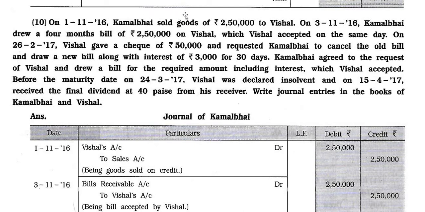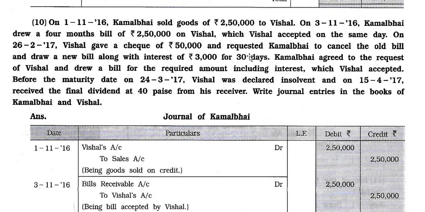Here Kamalbai is the creditor because Kamalbai sold the goods of rupees 2,50,000 to Vishal. Here Vishal is the debtor. Kamalbai drew a 4 months bill. Vishal accepted this and on 26/2/2017 Vishal gave a cheque of rupees 50,000. 2,50,000 minus 50,000, 2 lakh remains, and he requested Kamalbai to cancel the old bill and draw a new bill along with interest of 3,000. That means 2,03,000, and the time period is 30 days.